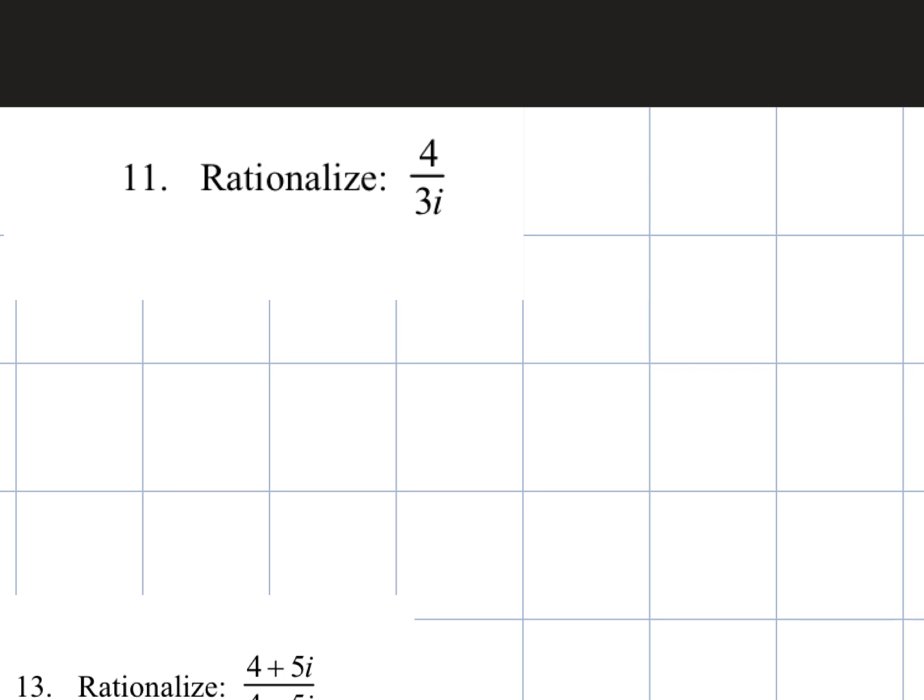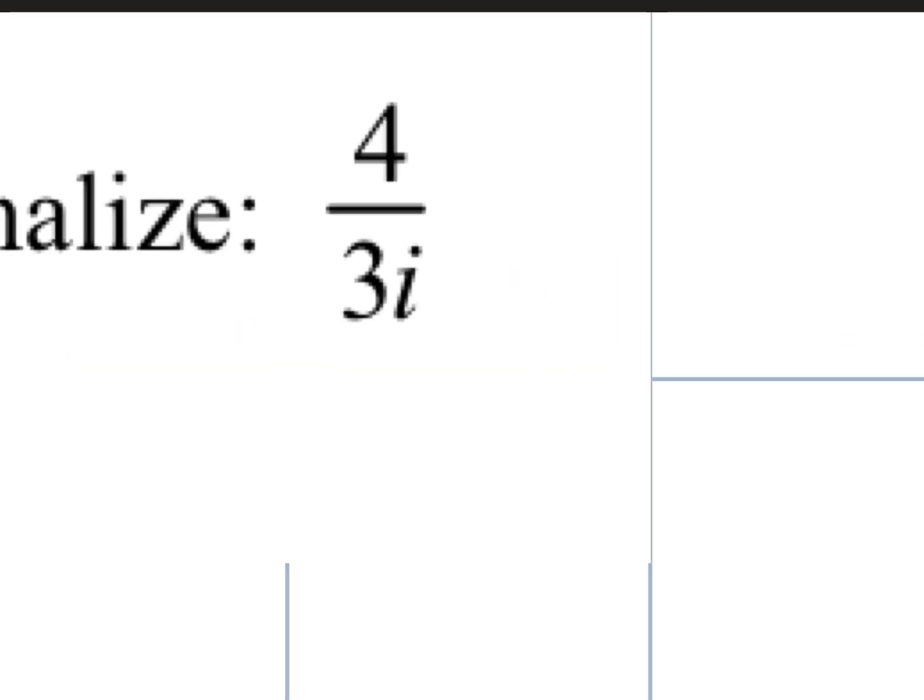So now we come to a problem like number 11. On your quiz, it may say rationalize, it may say evaluate, it may say simplify, but it's not going to tell you what to do. You need to look at this and say, oh, wait a second, there's an i in the denominator and I can't have that. So how do we rationalize?